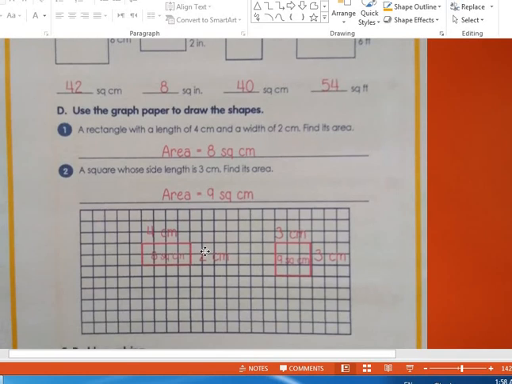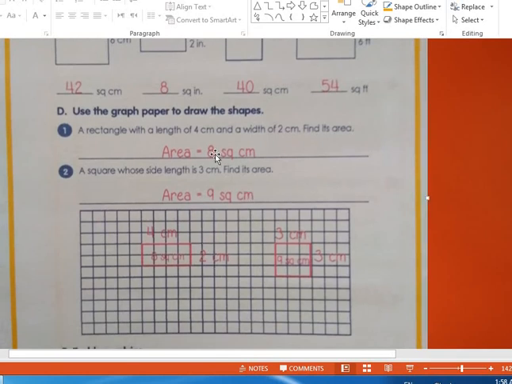After this, I want you to practice drawing here. How can I draw, miss? A rectangle with 4 centimeters and 2 centimeters. 4 centimeters length and 2 centimeters width. So here draw 4 units, 4 square units. 1, 2, 3, 4, and do what? Put a line segment here, connecting from the first point to the last point. Then 2 centimeters width. So 1, 2.